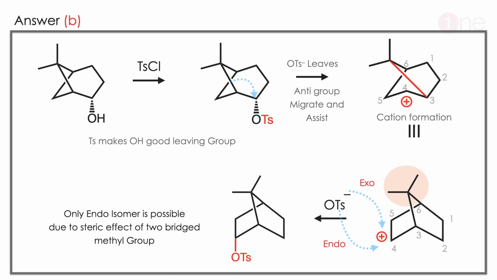Here you have to learn 2 things. OH is really a poor leaving group, but Ts makes it a good leaving group and ring changes occur. Normally, thermodynamically the endo position is not favorable. Here only the endo position is favorable due to the steric effect of the bridged methyl groups.